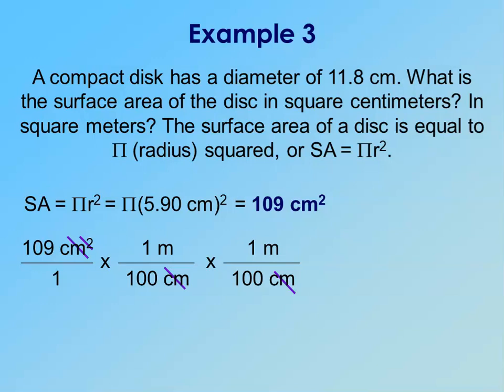The conversion factors are not going to have any sig figs, or they're going to have unlimited sig figs, so they're not going to impact your answer. But the 109 has 3 sig figs. That captive 0 counts, so we want to have 3 sig figs in our answer in meters squared. That will be 0.0109, or in scientific notation, 1.09 times 10 to the negative 2 meters squared.